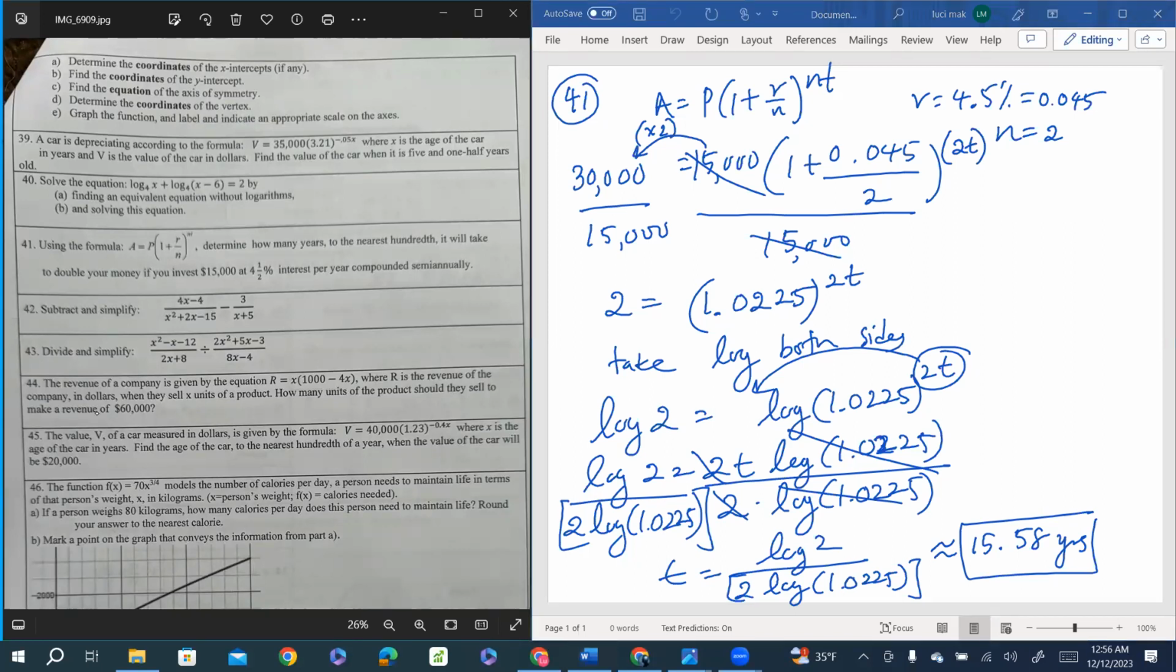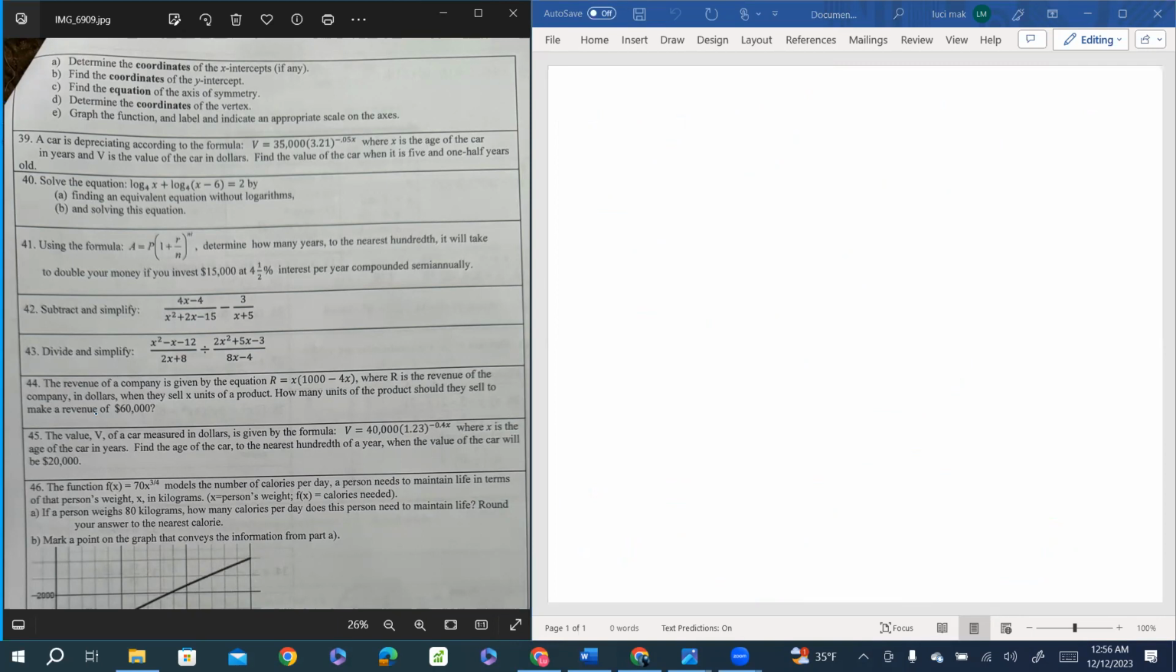So, 42. I think I'm using the... Let me actually erase that. Can I erase it? Okay. Yeah, let me use the other. So now 42.